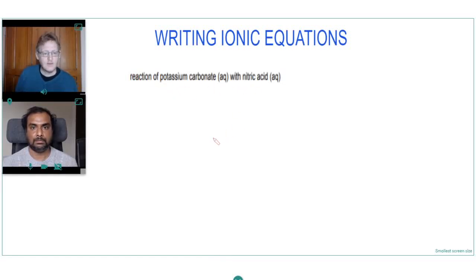So, Atul, could you start us off here? I think this is sort of GCSE level question. Could you start us off with just the equation, the general balanced equation for this reaction? Sure. So this is potassium carbonate aqueous with nitric acid.